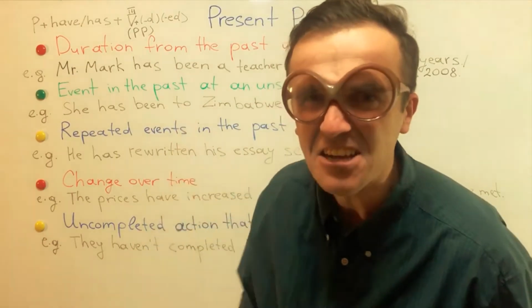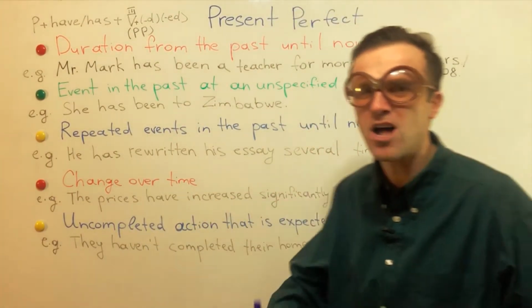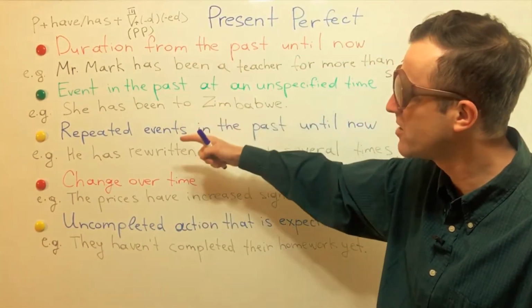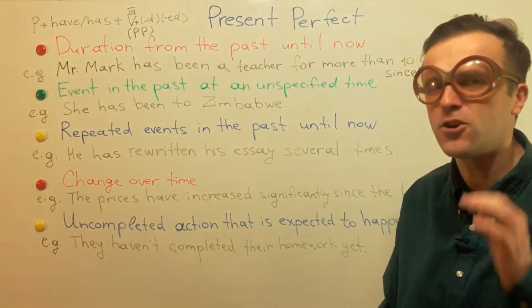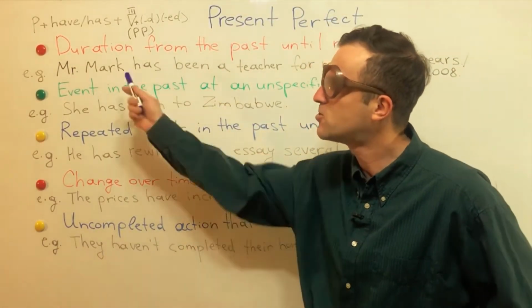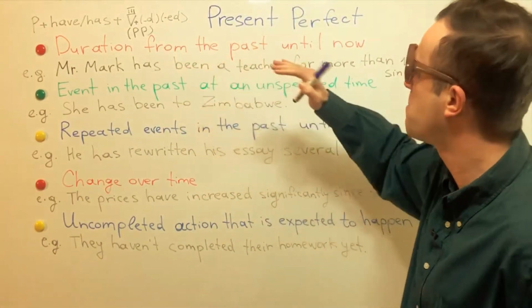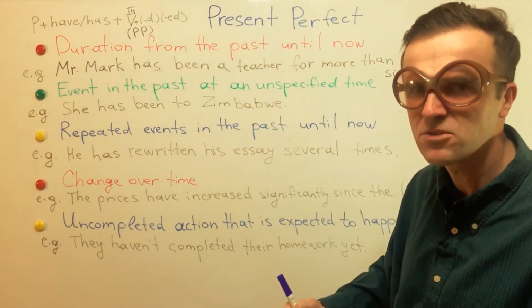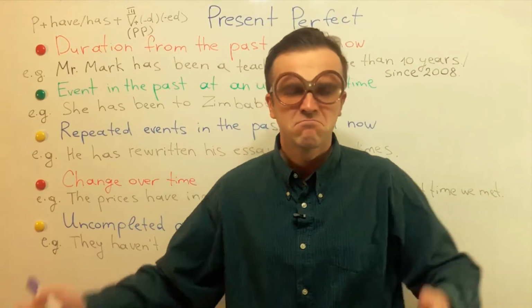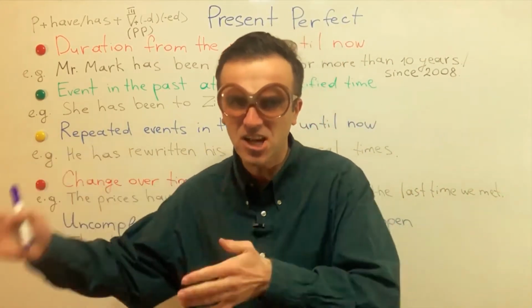Did you study it? Okay, so let's move on to the rules and 5 ways of using the present perfect. So the first way of using the present perfect is duration from the past until now. Do you understand that the action started maybe some time ago and it lasts till now?